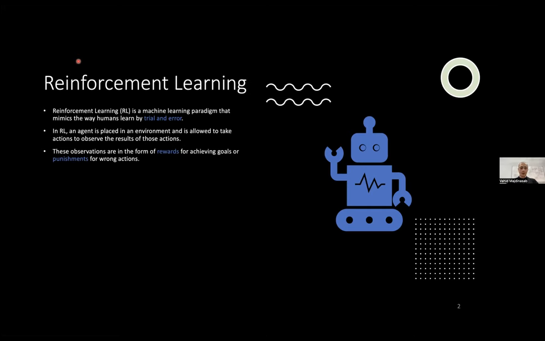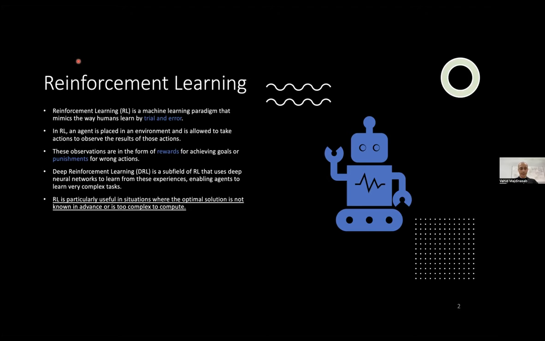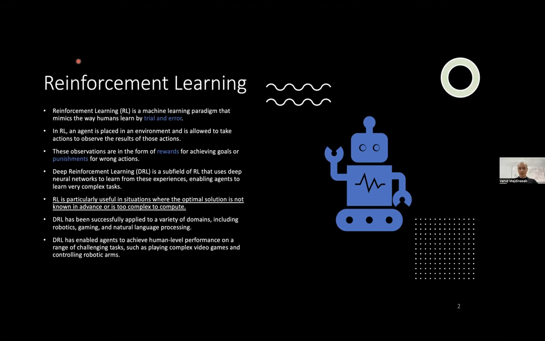Deep reinforcement learning is a subfield in reinforcement learning that uses deep neural networks to learn from agents' experiences that allow it to learn very complex tasks. In practice, reinforcement learning is used when we don't know the optimal solution to a problem, or when finding a solution with traditional approaches is just too complex to compute. Now, deep reinforcement learning has been successfully applied to a lot of different domains like robotics, gaming, and natural language processing. And in each of these domains, DRL agents have been able to either achieve or surpass human-level performance.